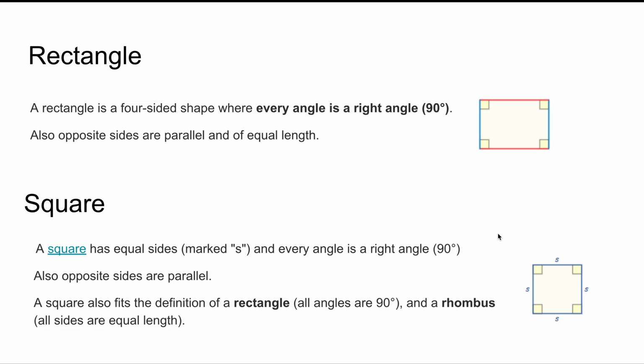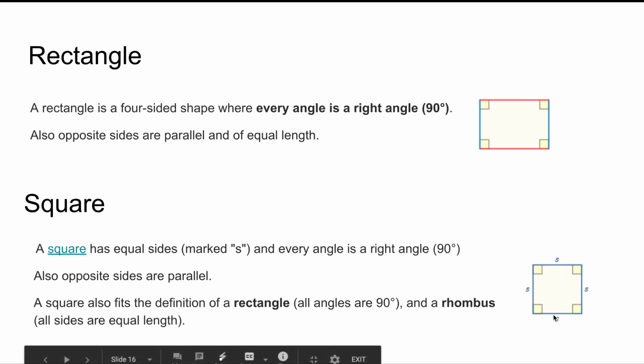Okay, what else do I have to talk about? Oh, there are some properties of the square. The opposite sides are parallel. So these 2 are parallel and these 2 are parallel. So a square has parallel sides. How about the rectangle? These 2 are parallel and these 2 are parallel, so it is also parallel.